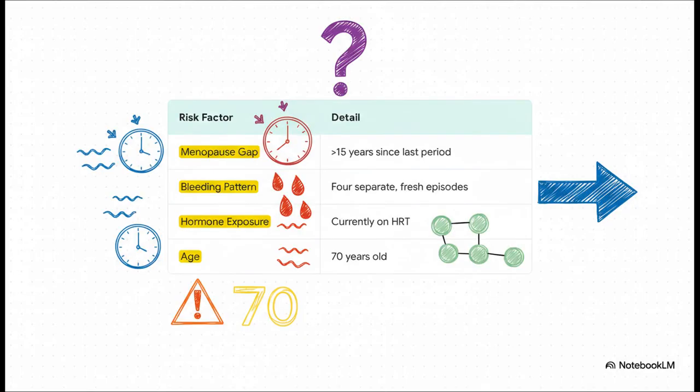So let's just quickly review the why. Why is this case high suspicion? Well, it's the combination of all these factors. A long time since her last period, multiple episodes of fresh bleeding, her age, and the fact she's on HRT. Altogether, these paint a picture that demands urgent investigation.